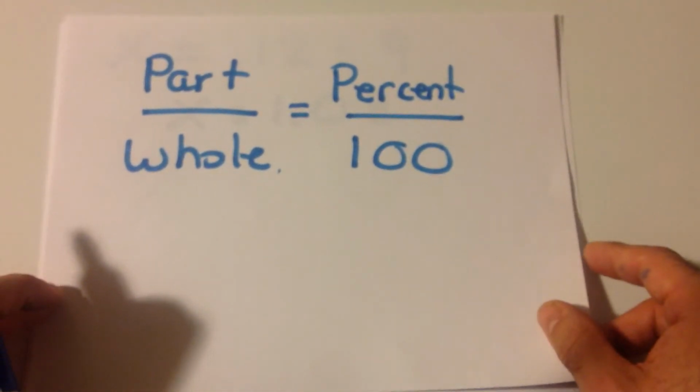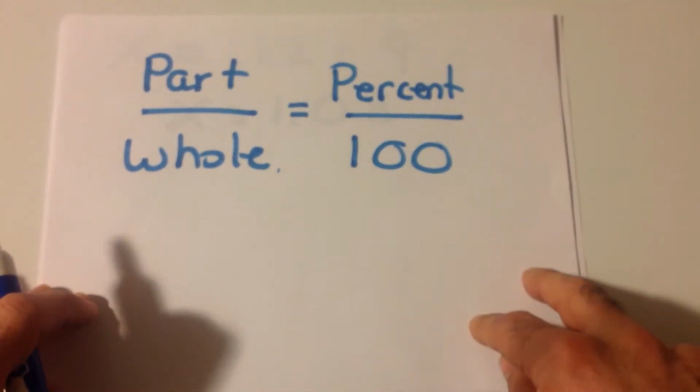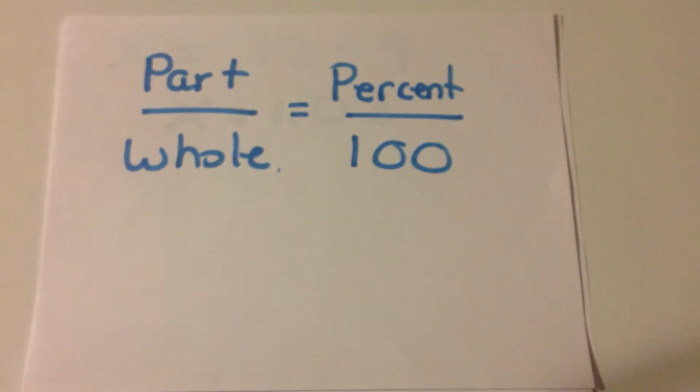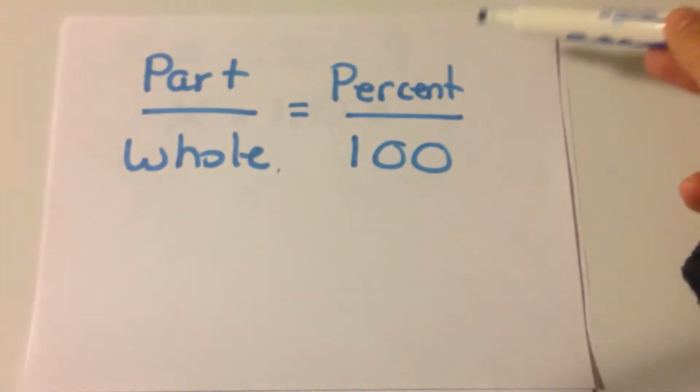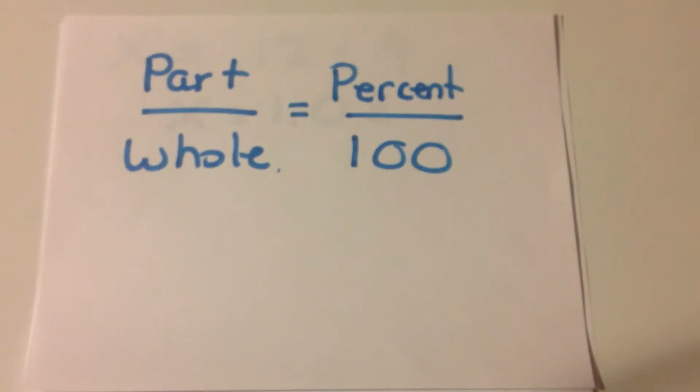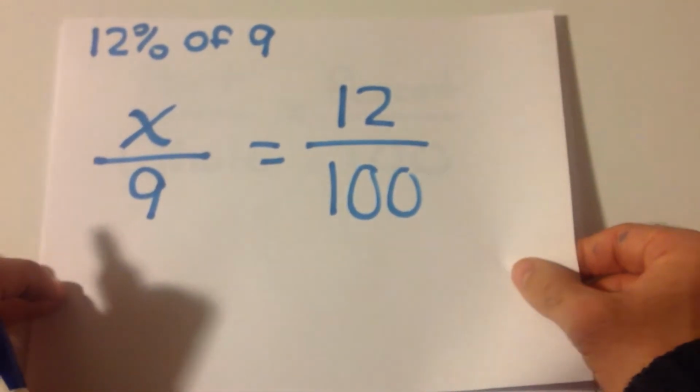There's another way of doing it by making a proportion. If you're not comfortable with the first way, you can do this way. We do part over whole equals percent over 100. With the original question, we said, what is 12% of 9?